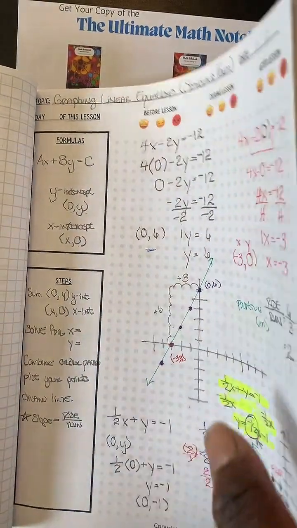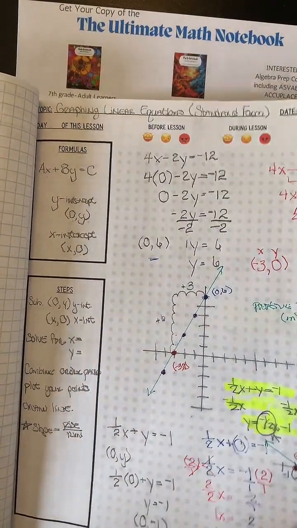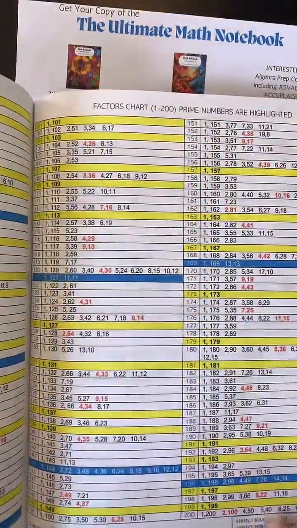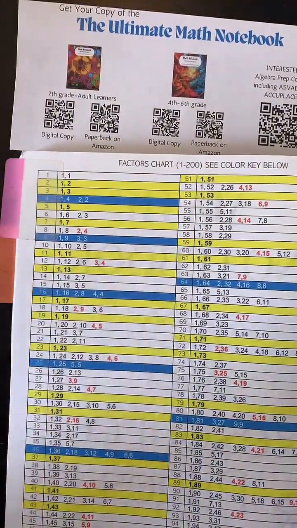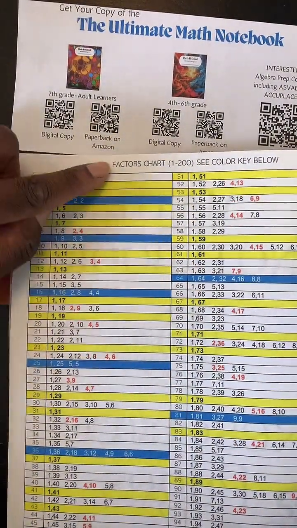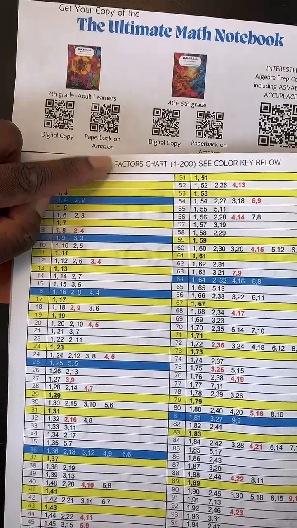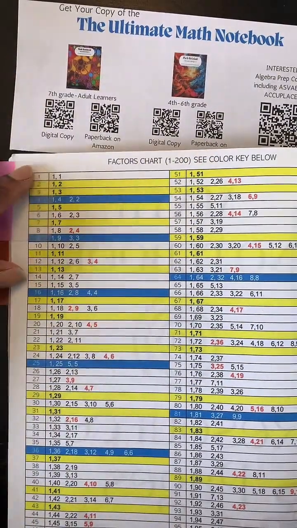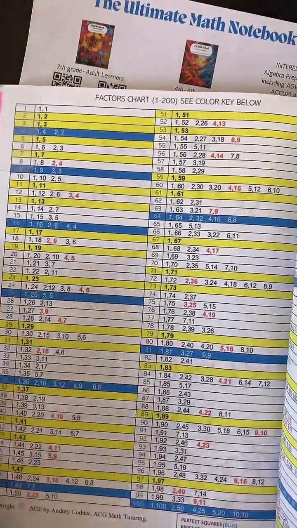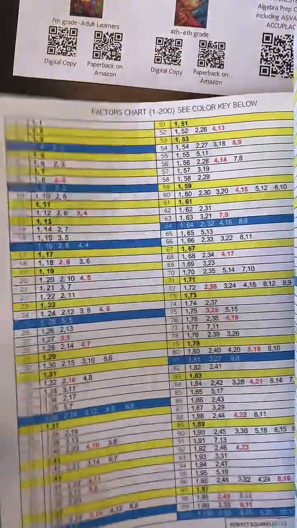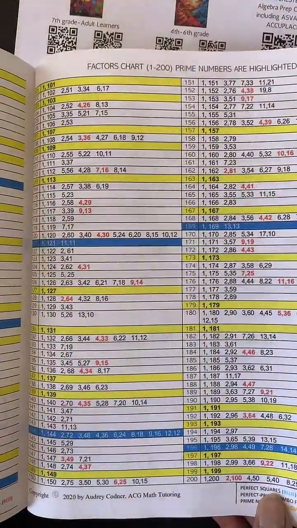But then this is what makes it the ultimate notebook. If you have kids that struggle, you're like, ooh, colors. Yes, if you have kids that struggle with their multiplication tasks, I have what's called a factor chart. Most factor sheets that you see online go from 1 to 100. Now, mine goes from 1 to 200.